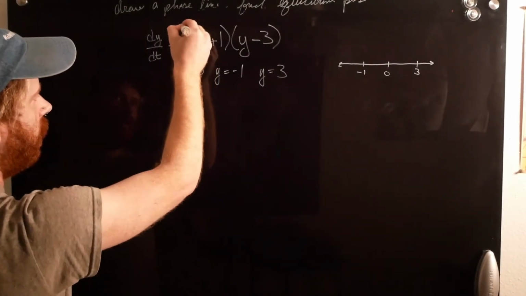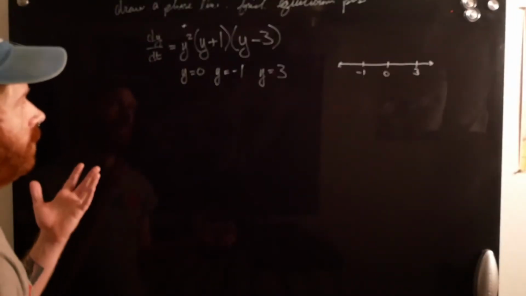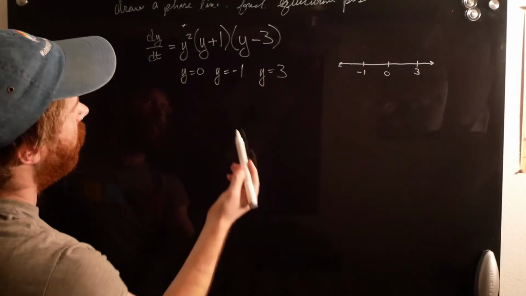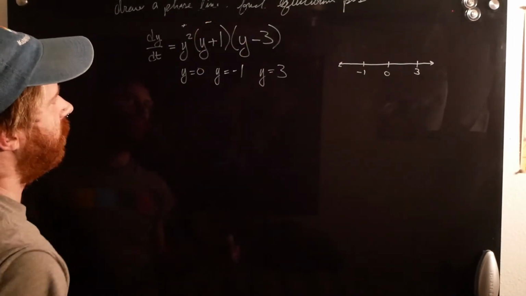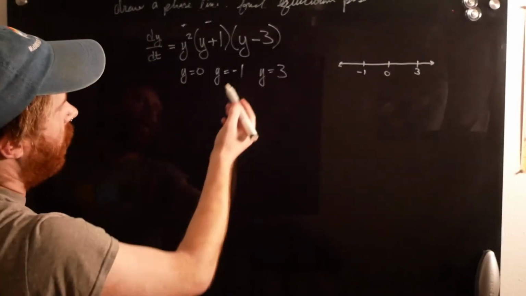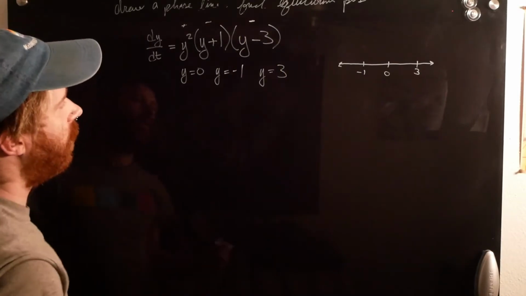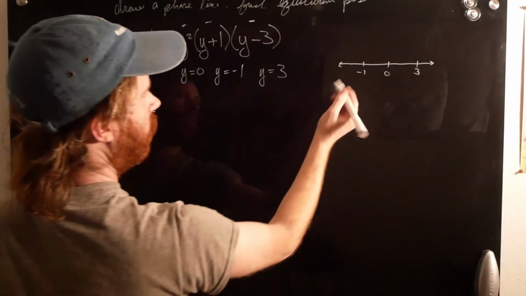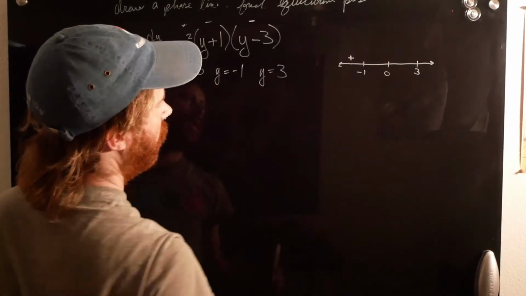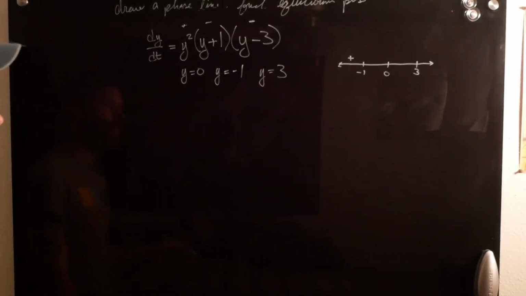We plug it in here, we get a positive, because any negative value squared turns positive. Plug it in here, and we see that we do get a negative. Negative 2 plus 1 is a negative. And then negative 2 minus 3 is another negative. So these two become positive, and then it's multiplied by a positive, so we know it is increasing between negative infinity and negative 1.